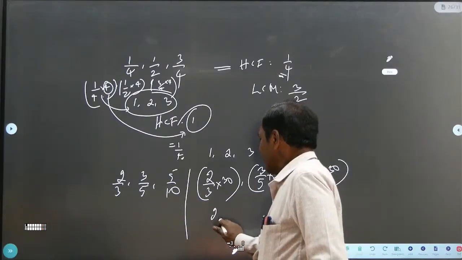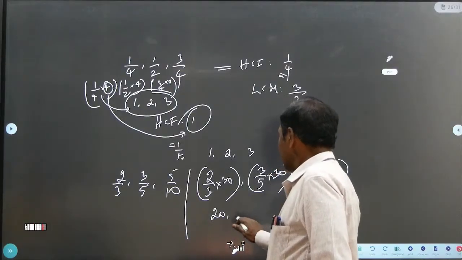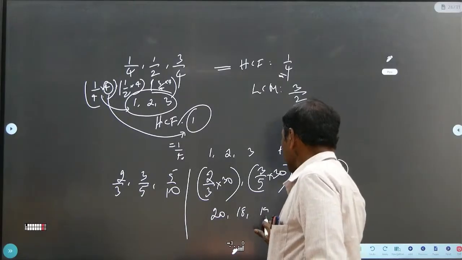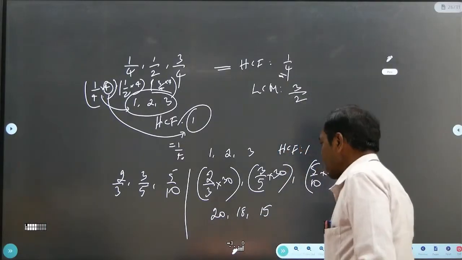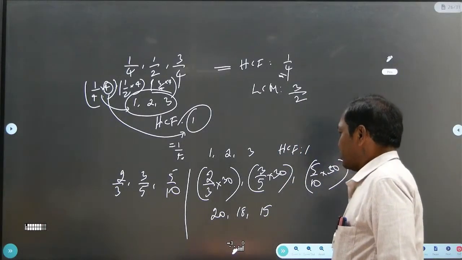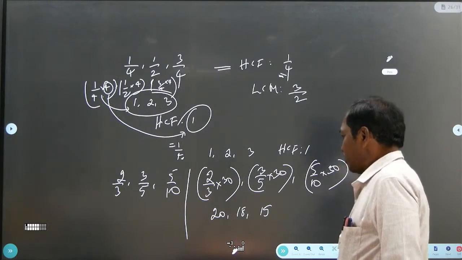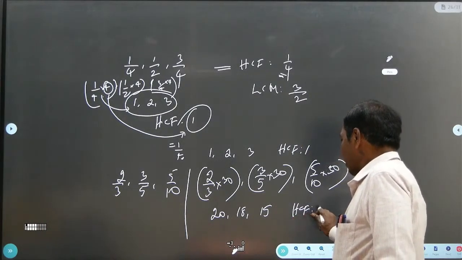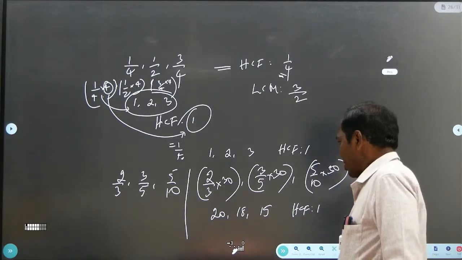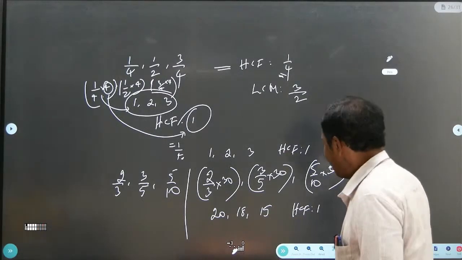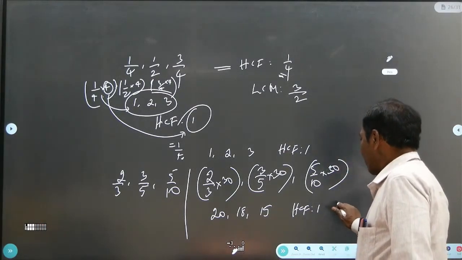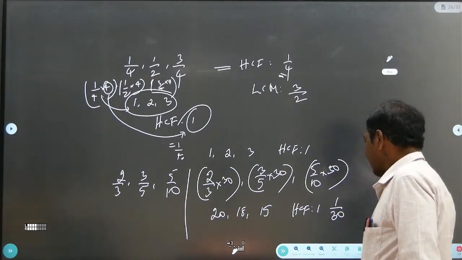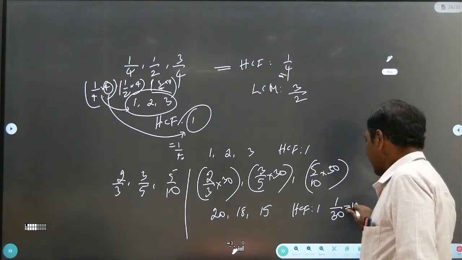This is 20, correct? 6 into 3 is 18, okay? 3 into 5 is 15. Here the HCF is 1. Now we multiplied by the LCM, so now divide by the LCM. So it is 1 by 30. Then it is the HCF of the fractions.